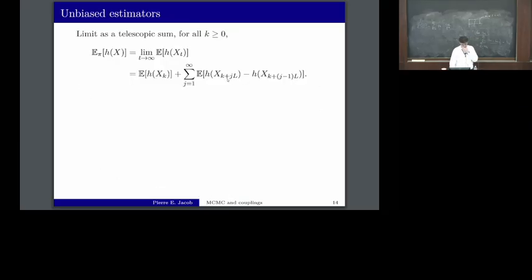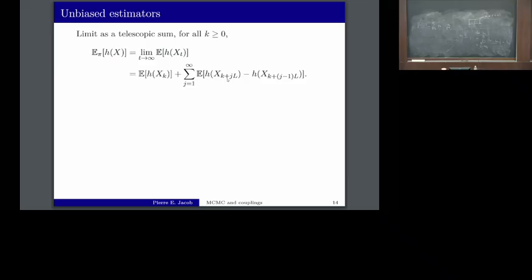Okay, so what's the point? In one slide, how you obtain unbiased estimators thanks to those coupled lag chains. The quantity of interest is an expectation with respect to pi. You can write it as a limit: the limit of the expectation of h of xt when t goes to infinity, assuming you constructed your MCMC adequately, so it converges to pi.